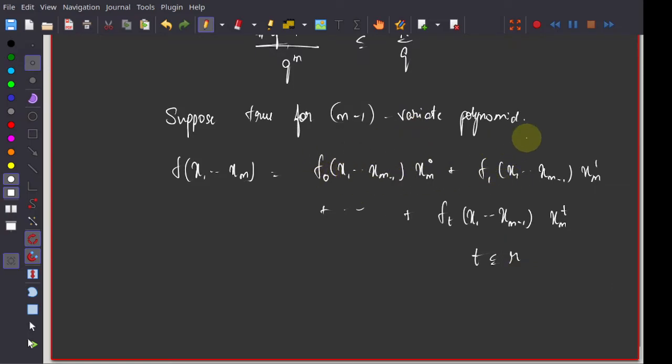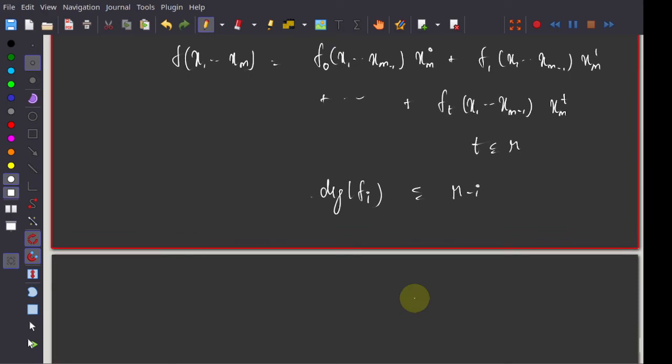where each of these are polynomials in m minus 1 variables, and the degree of each of these cannot be too large. In particular, the degree of f i has to be less than or equal to r minus i, because the total degree should be at most r. I already have an x m to the power i over here, so the degree of f i should be at most r minus i. Okay. Any questions? Okay.